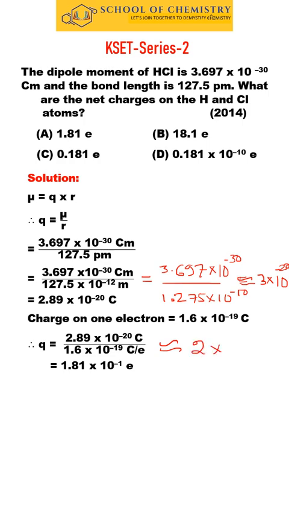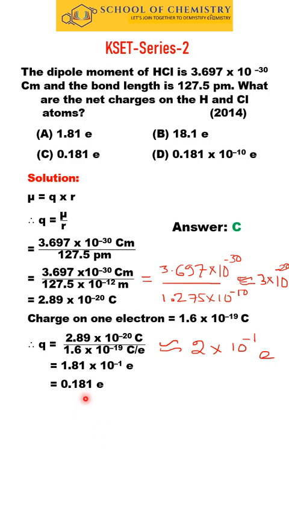Now into 10 raised to power, that is very important, you cannot miss that. 10 raised to minus 20, this is 10 raised to minus 19, so we are left with 10 raised to minus 1. That's how this is 2 into 10 raised to minus 1 charge on electron. So that's the exact value. Now if you further simplify, this will be nothing but 0.181 E, right? That's how 0.181 E, option C, that's the correct answer for this.